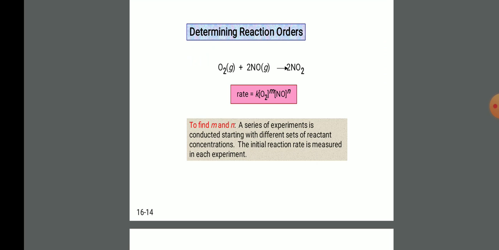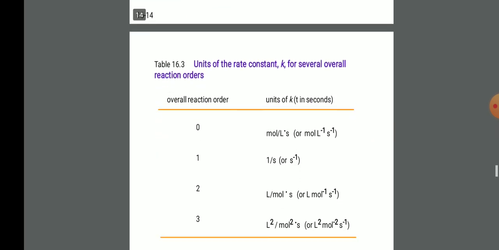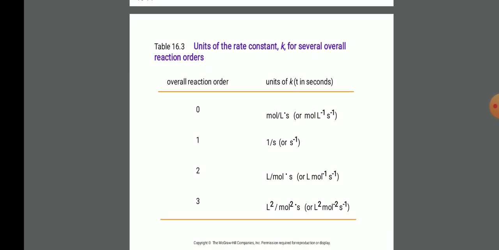Next, for example, O2 plus 2 NO gives 2 NO2. The rate of reaction is k times the concentration of O2 to the power m and the concentration of NO to the power n. To find m and n, a series of experiments is run, starting with different sets of reactant concentrations. The initial reaction rate is measured in each experiment.